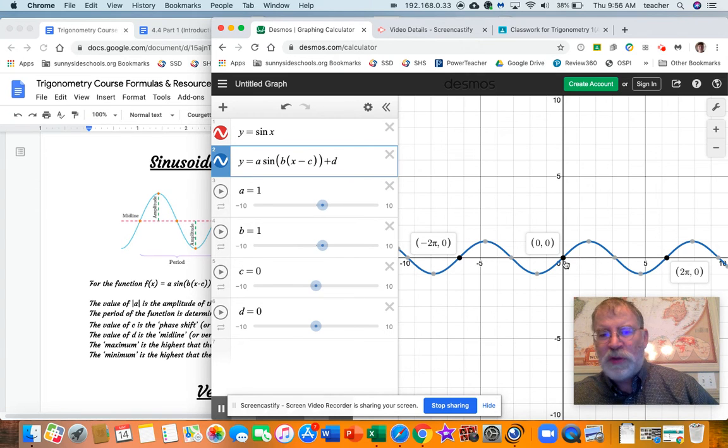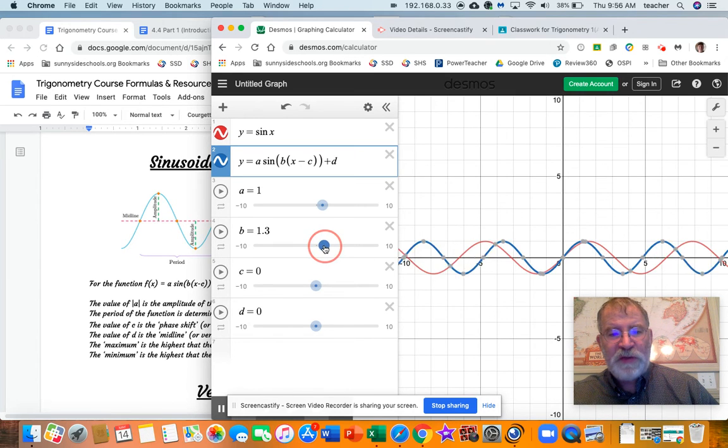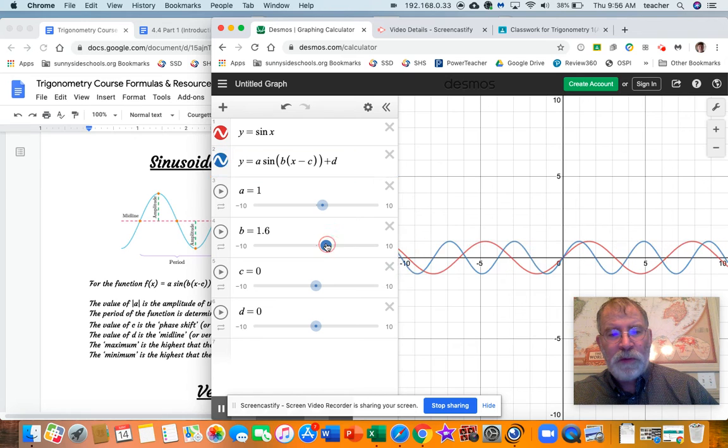Let me show you a couple of examples here. Right here, my b is 1, and my period is 2 pi. Now, if I made my b equal to 2, I would anticipate my period to be 2 pi divided by 2 according to this formula right here. 2 pi divided by 2 is just pi. So watch this. When I slide b to 2, we'll see that it is that. There it is.